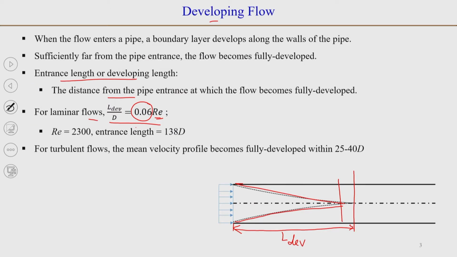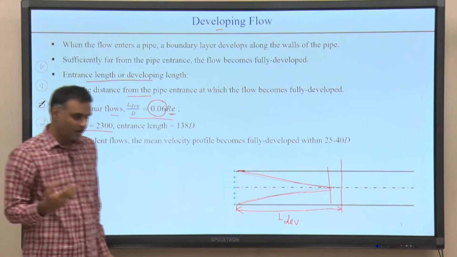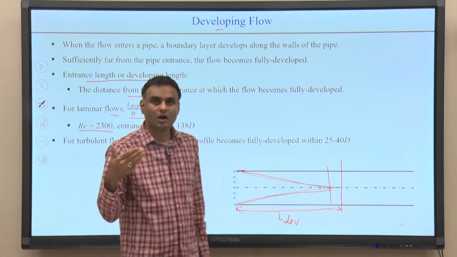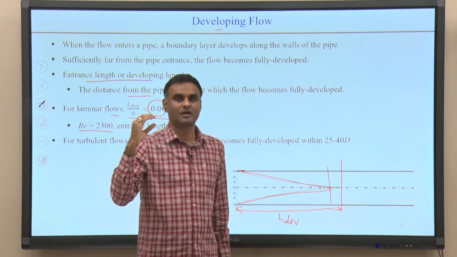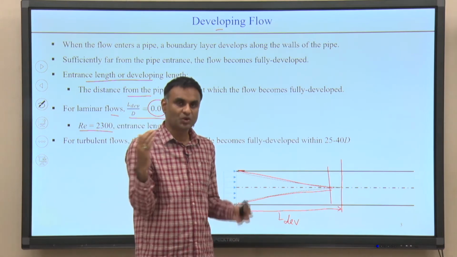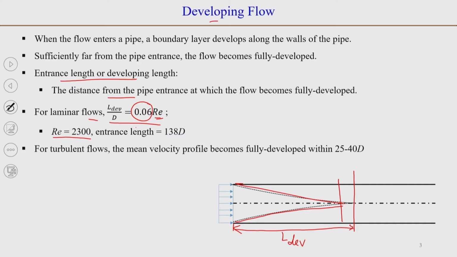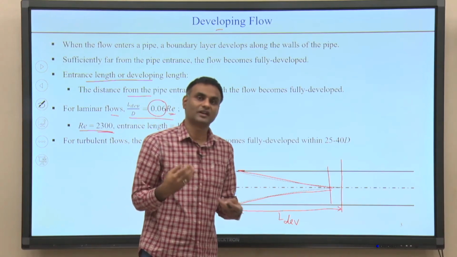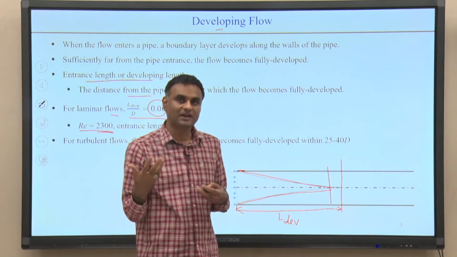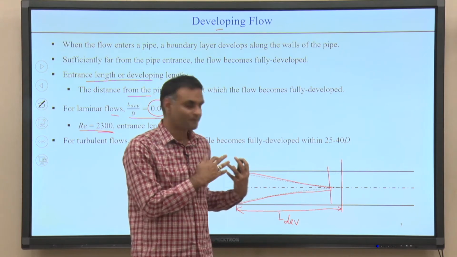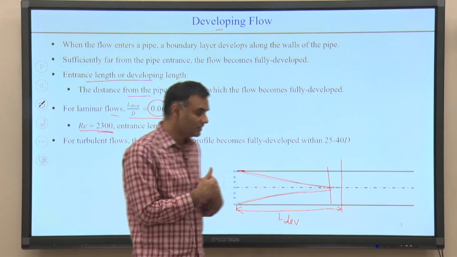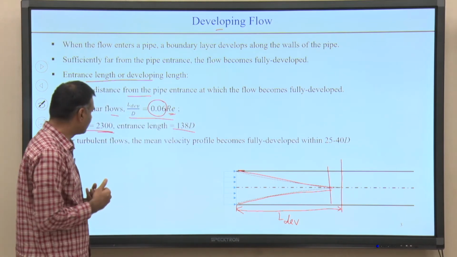If you consider the Reynolds number 2300, which we take as the limit above which the flow does not remain laminar anymore, then the highest development length for a laminar flow is calculated for Reynolds number 2300. If we substitute the values, we will get an entrance length of about 138 D. So, when the flow is laminar, the development length is about 138 diameters or 140 diameters.